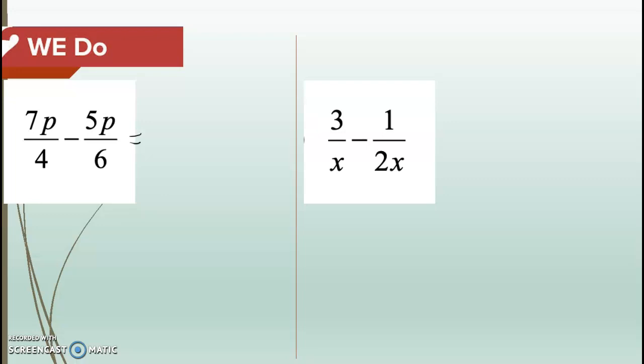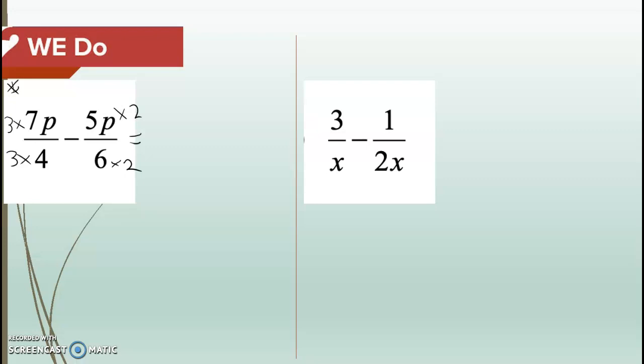Okay, so in this example on the left here, we've got 7p divided by 4 minus 5p over 6. In order to make the denominator the same, the first number that both 4 and 6 go into is 12. And so to make the first fraction out of 12, I need to multiply the top and the bottom by 3. To make the second one out of 12, I need to multiply the top and the bottom by 2.